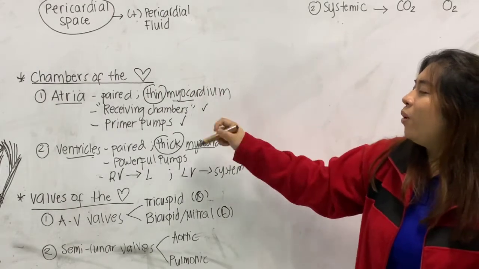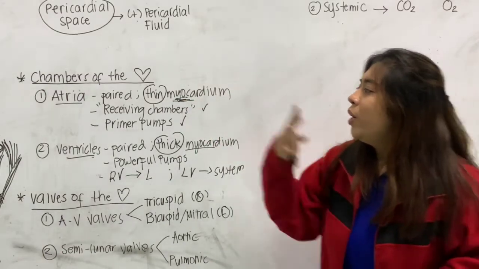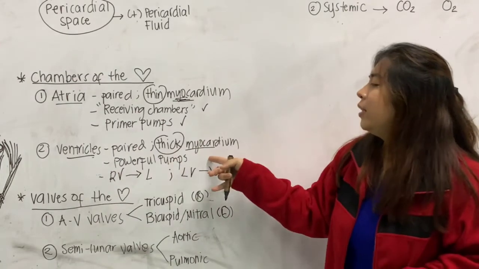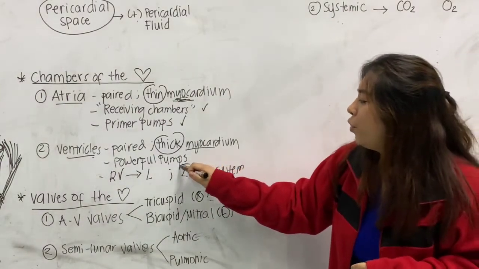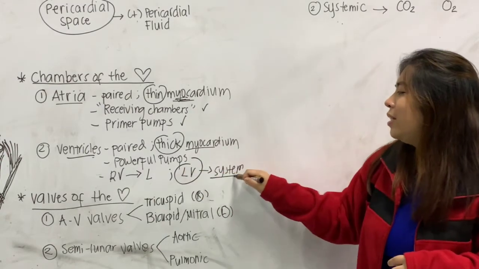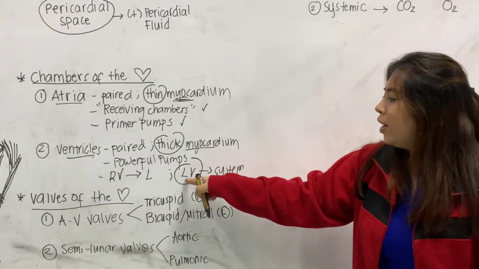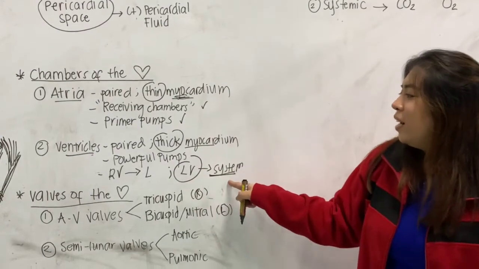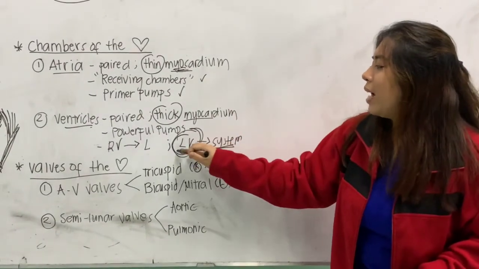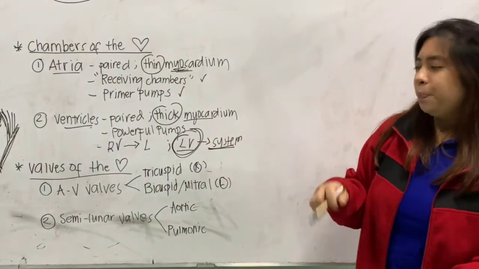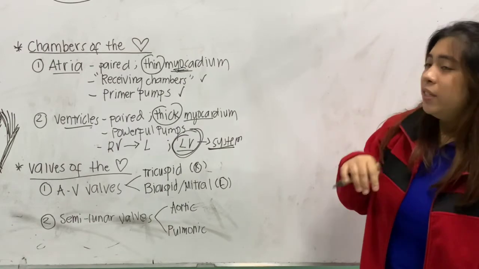So they don't need to have a thick layer of muscle. Their workload is small. When you're talking about your ventricles, they are thicker because again, they are powerful pumps. And specifically, the left ventricle is more powerful because it needs to get the blood to the entire systemic circulation. So the left ventricle pumps to the system. Both ventricles are thick, but in general, the left ventricle has the thickest myocardium. Okay? So to proceed, we also have here the valves of the heart.